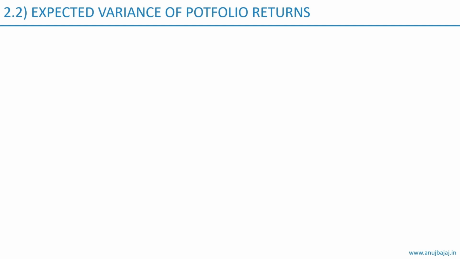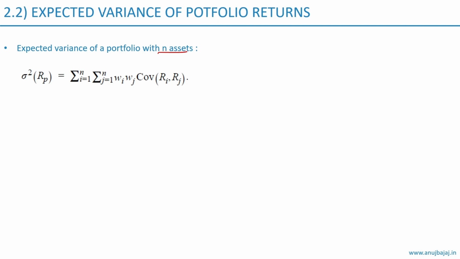Now we will look at how to calculate the expected variance of portfolio returns. So the expected variance of a portfolio with n assets is given as follows, where i and j represent assets. So suppose we have two assets in our portfolio, asset A and asset B. So we will substitute each asset with i and j. So let us see how we write the formula.